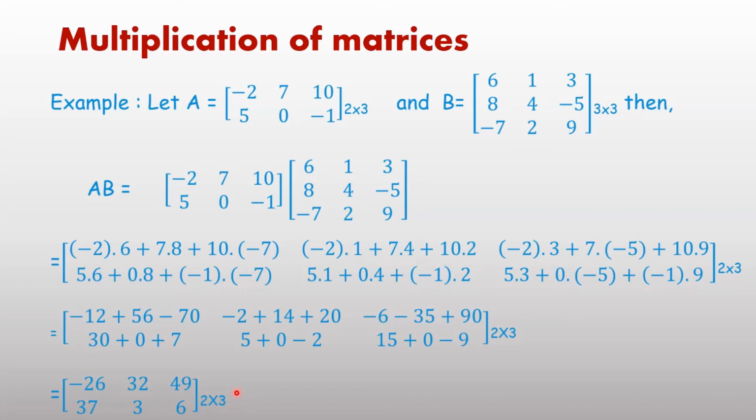I hope the steps are clear for matrix multiplication. Now check whether it is possible to find BA. To find BA, you can observe that B is 3 by 3 and A is 2 by 3. The number of columns in B is not the same as the number of rows in A. Therefore, B into A is not possible.